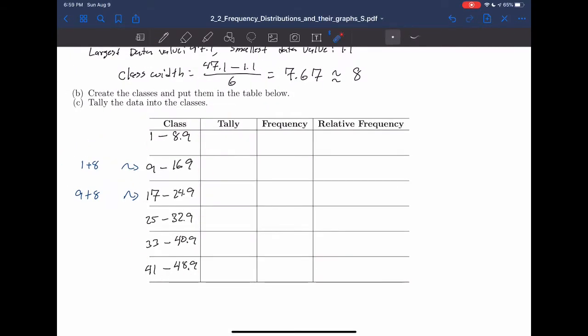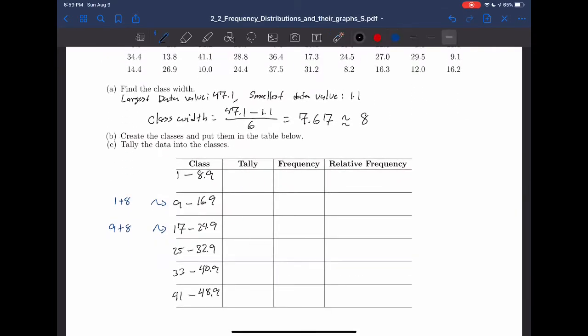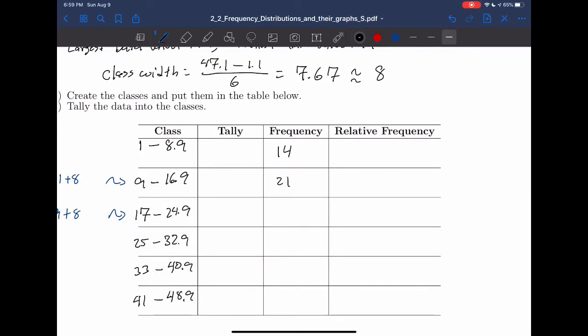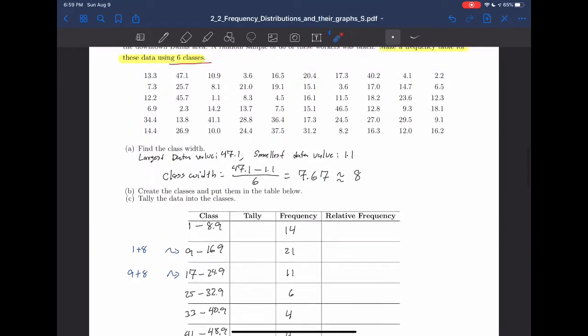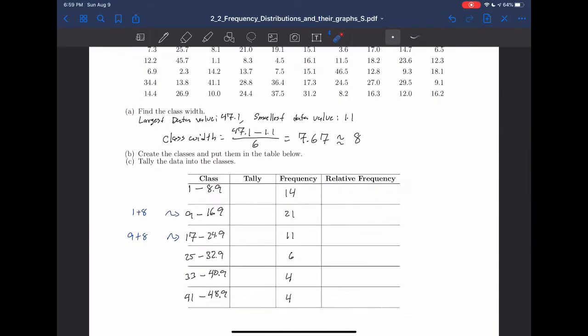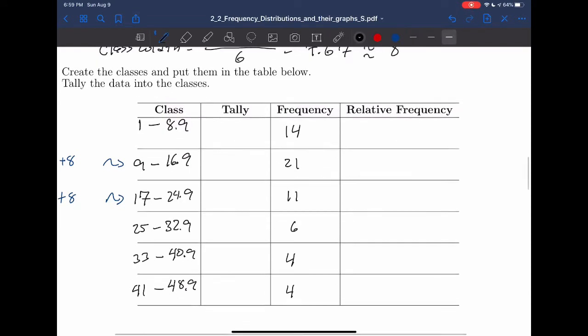Cool. So now we create our classes. Then we have to look at our data set and figure out how many of our data is within 1 and 8.9. So in this case, it will be 14. Similarly, you do the same thing for the rest of the classes. So it'll be 21, 11, 6, 4, 4. You don't have to tally them up just because of time, but if it helps you, you totally can.